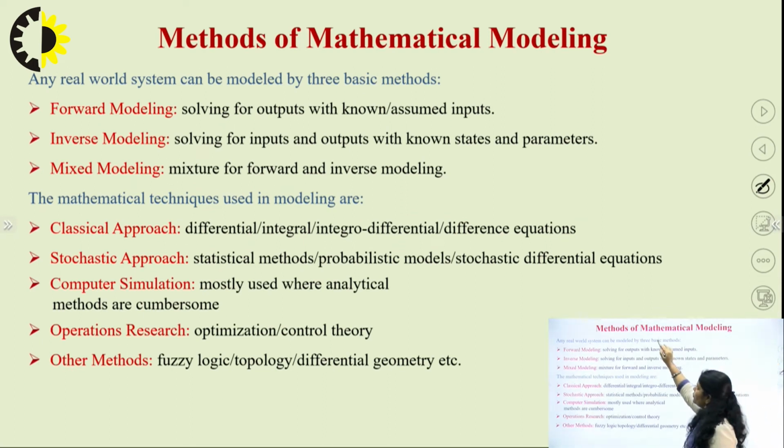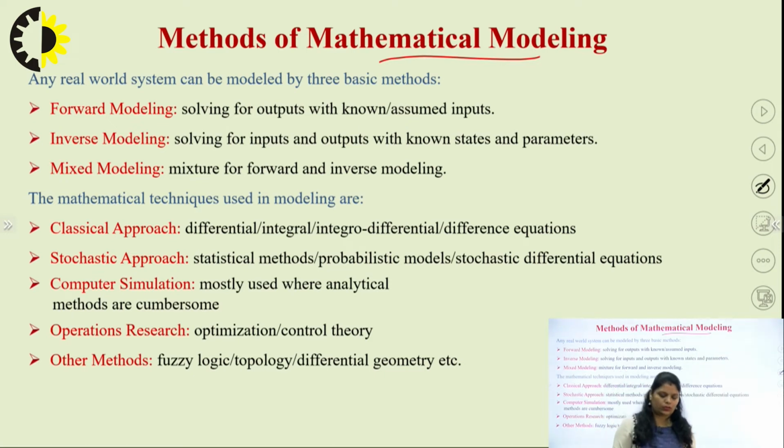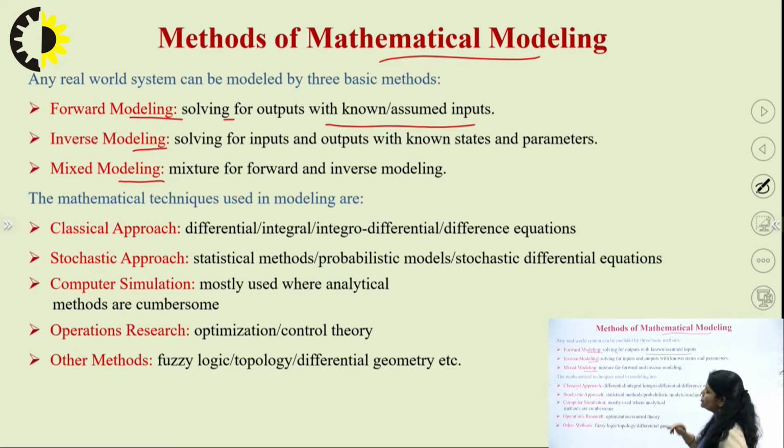Okay, now the different methods for mathematical modeling. There are three main types of mathematical models: first, forward modeling; second, inverse modeling; and third, mixed modeling. In forward modeling, we solve for the outputs with known or assumed inputs. Here the inputs are known to us, and we solve our mathematical model, our equations, for the output.